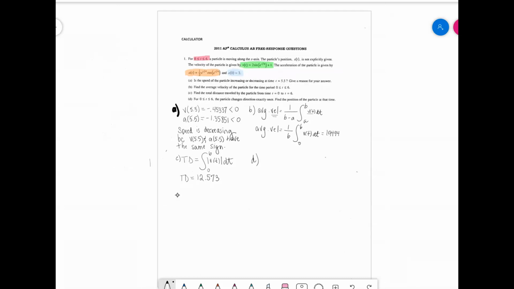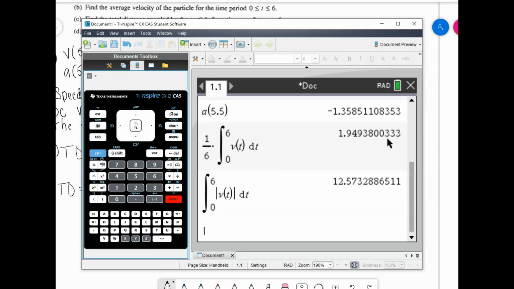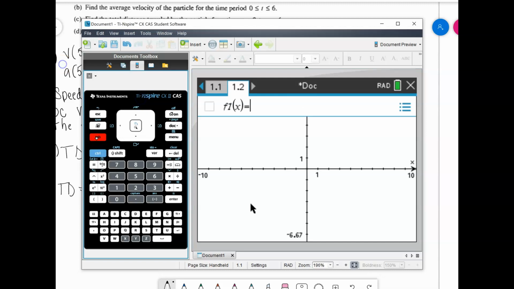So velocity changes sign at t equals, well, let's figure that out. Let's graph it. When you graph with respect to x, even though you have it stored with respect to t. So we're going to graph v sub x.